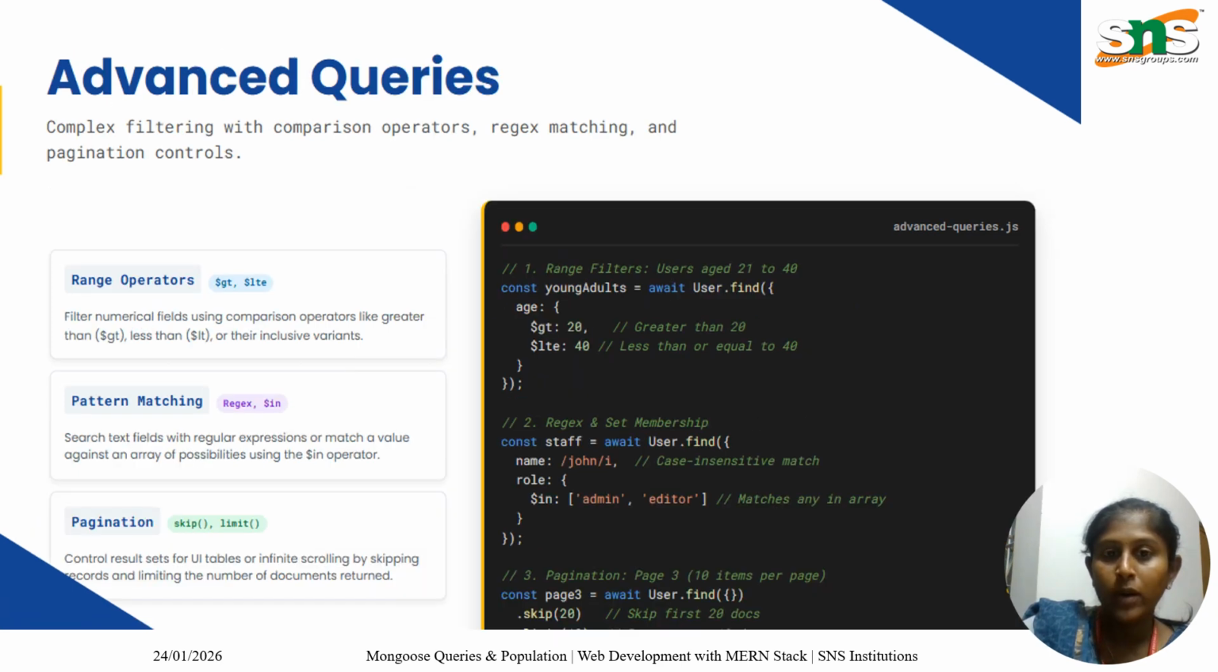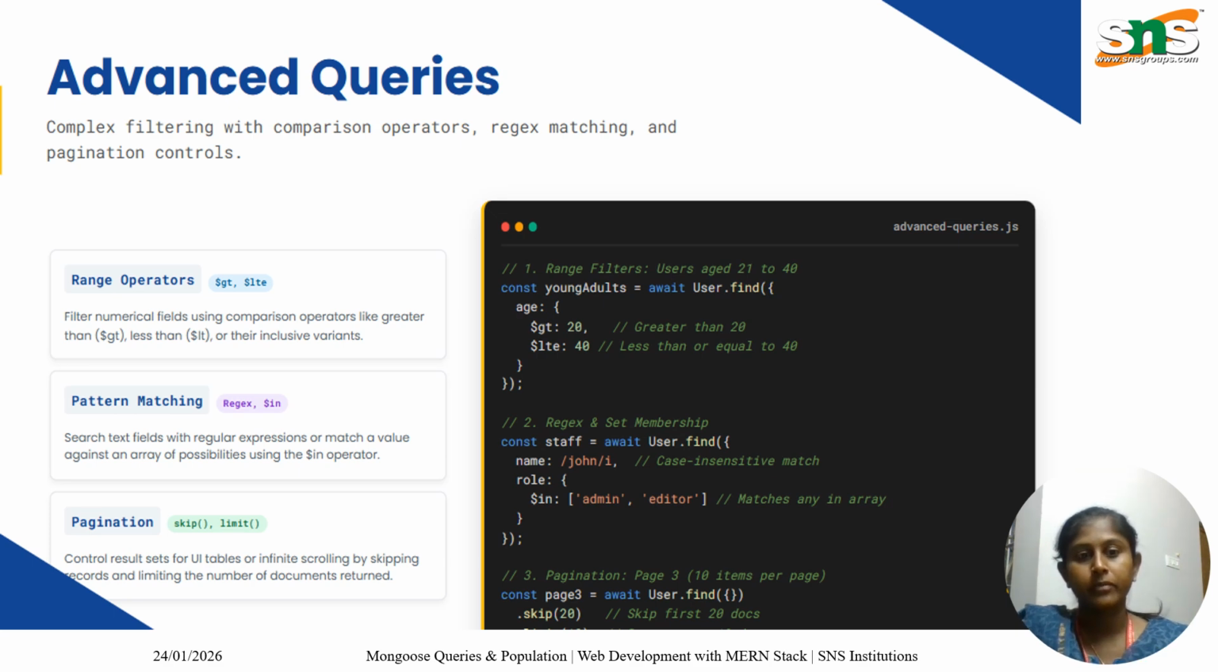Let's move into more advanced query techniques that give finer control over data retrieval. First, we can use comparison operators like greater than, less than, and match values in an array. For example, User.find age greater than 18. Second, we can combine multiple conditions using logical operators like the AND operator or the OR operator. This allows us to build complex filters based on multiple criteria.